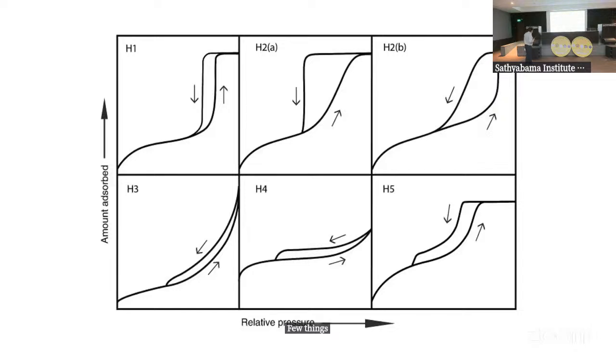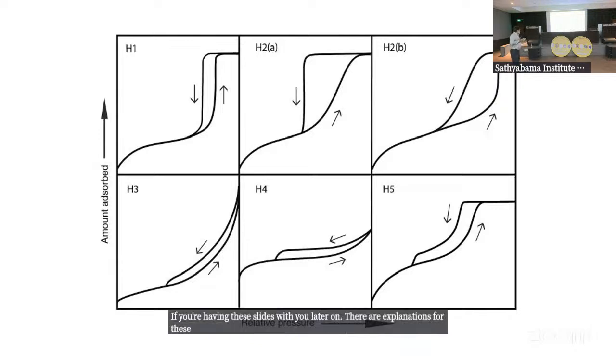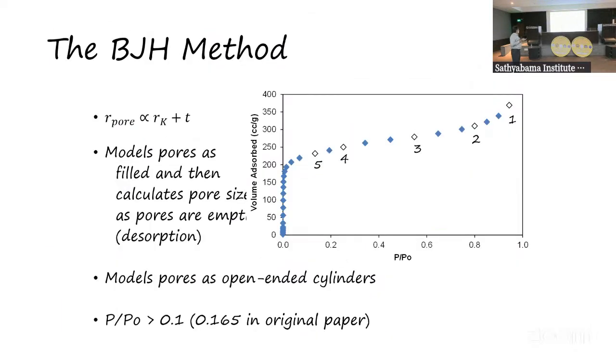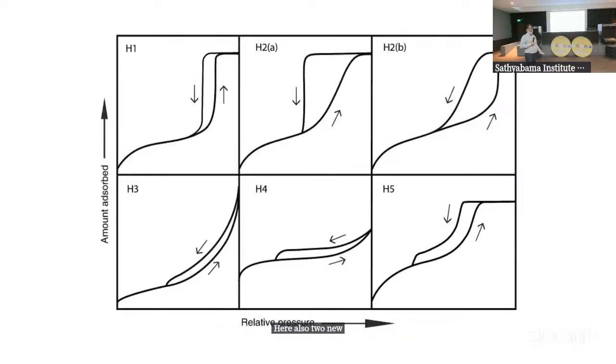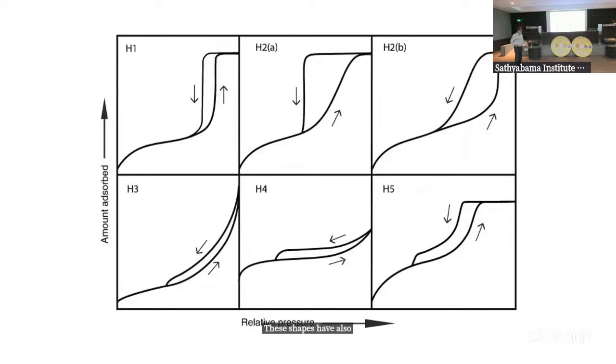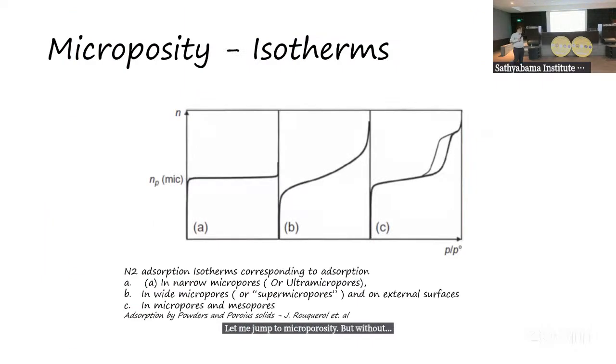A few things I want you to see, or maybe when I talk about other models, I'll tell you. If you have these slides with you later on, there are explanations for these desorption curves and shapes. Okay, here also two new shapes have been added, like they were added into the isotherms. These shapes have also been added to the hysteresis loops. The following slides will tell you the explanations. Let me jump to microporosity, but with a certain caveat to whatever we have done so far.